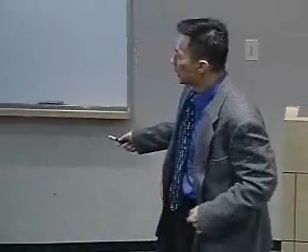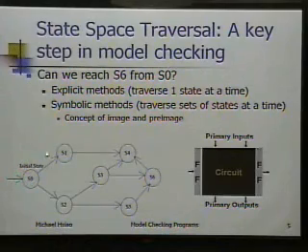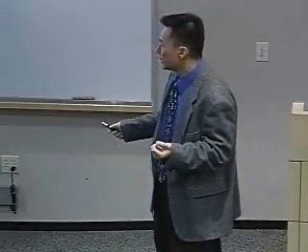So when you're talking about model checking, you ask: is S6 reachable from S0? Of course, we can do explicit methods. Starting from S0, you can do depth first search or breadth first search until you reach S6, or if you have a notion of fixed point, you've reached every possible reachable state, and S6 is not reachable, then you can conclude that S6 is not reachable. However, explicit methods generally do not scale well to large state transition diagrams.